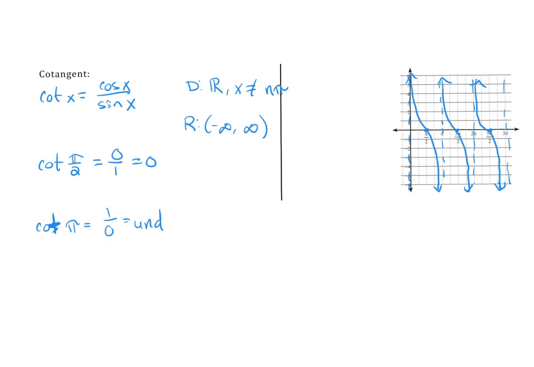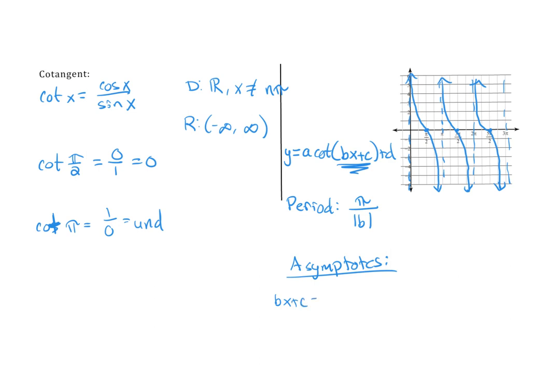And just like tangent, we can have transformations of cotangent: a times cotangent of (bx plus c) plus d. And just like tangent, the period is pi divided by the absolute value of b. And if you have a phase shift, to find the asymptotes, it's very similar: you take that bx plus c, but instead we're setting it equal to 0 and to pi to solve for the asymptotes.